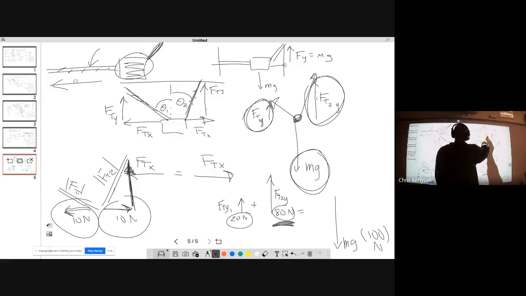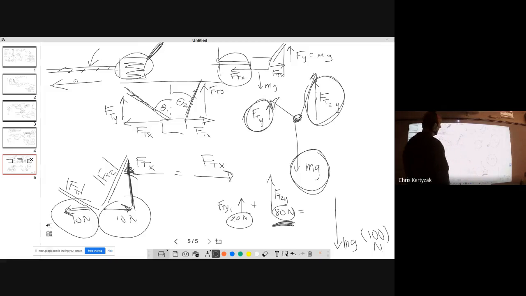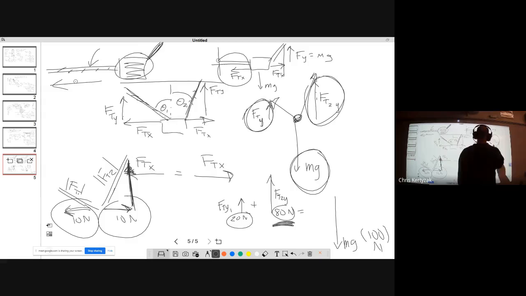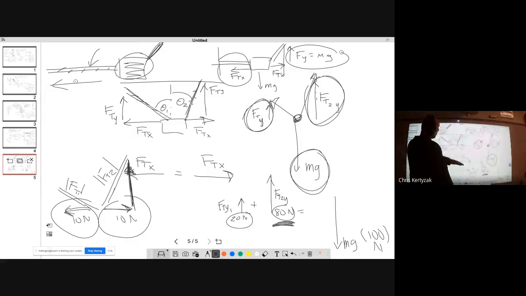And then this guy's rightward component must be equal to however much he has to the left. But his tension, FTX, is not absorbing any of mg. All of the block's weight is absorbed by this one. And as soon as that rope, again, gets more and more vertical, it absorbs more and more of the weight.